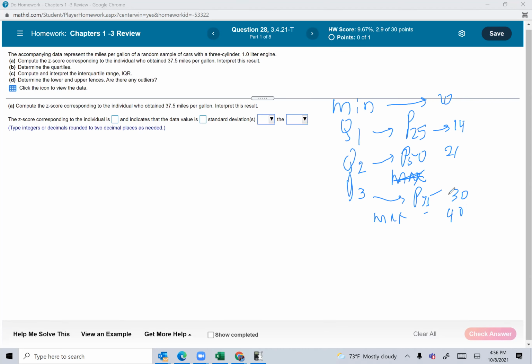And he asks you to construct a box and whisker plot. A box and whisker plot needs the 5-number summary. Here's how you do it. You draw a number line.